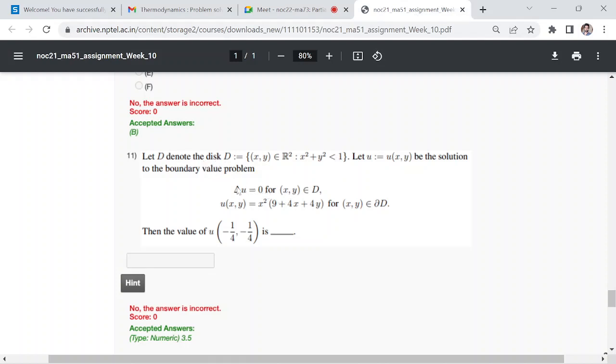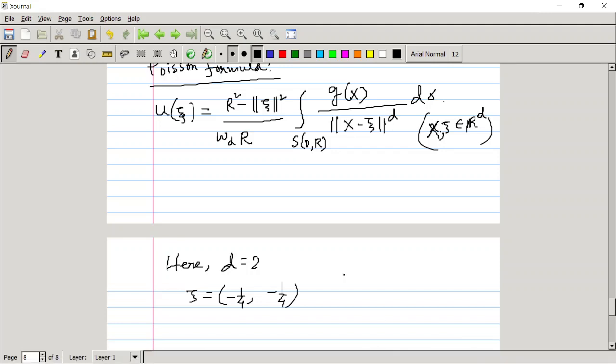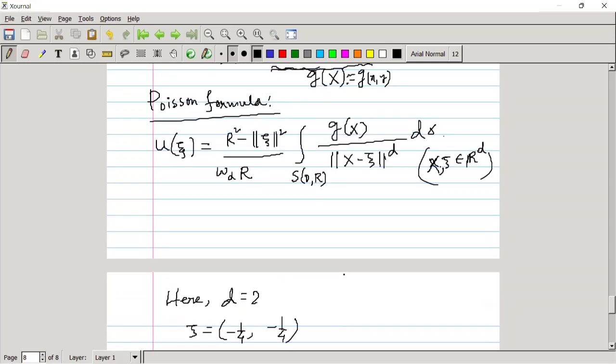Okay. Problem number 11 is you have to find the value of u. U satisfies this Laplace equation with the value of u given on the boundary. Del D means on the boundary. You have to find the value of u at any other point inside the disc. Okay. So you know Poisson formula, Sasank. You know Poisson formula to find the value of u at any other point on the disc. So here it is written, Poisson formula. Let me write what is WD.